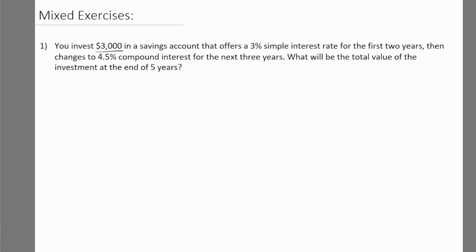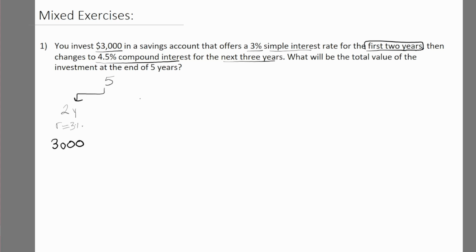You invest $3,000 in a savings account that offers a 3% simple interest rate for the first 2 years, and then changes to 4.5% compound interest for the next 3 years. So what will be the total value of the investment at the end of 5 years? So we essentially are going to be investing for 5 years. The first 2 years, we will be having a rate of 3%, and the amount is 3,000.